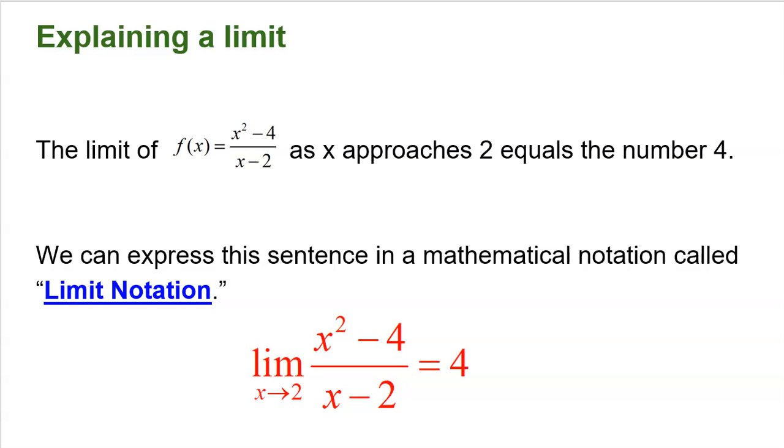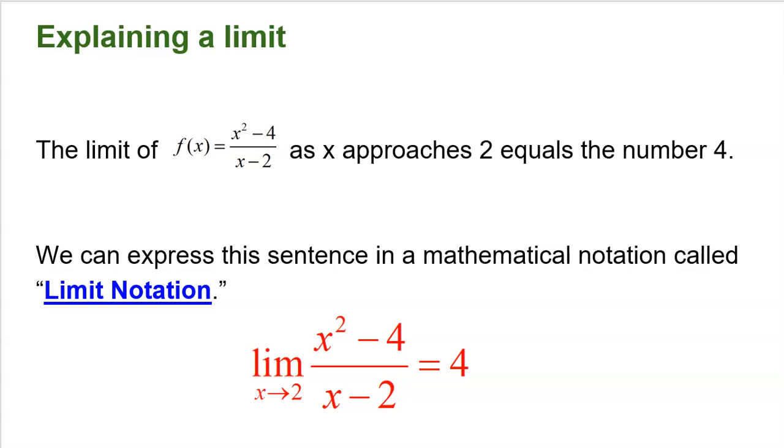And this is what's called limit notation. So we use an LIM to represent the limit. LIM is an abbreviation for limit. And below the LIM, we announce what x is doing. And like I mentioned here, x is getting closer to 2. So notice there's no equal sign there, because x can't equal 2, it's just getting closer to 2.